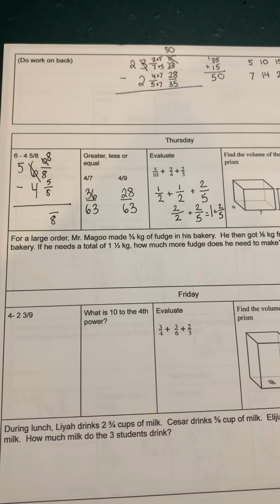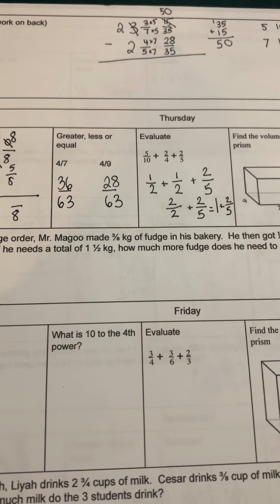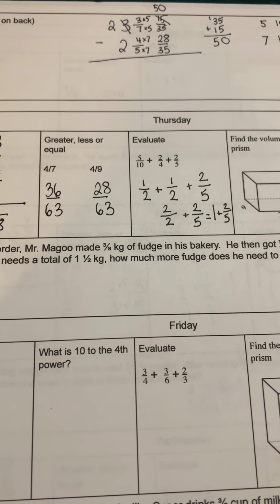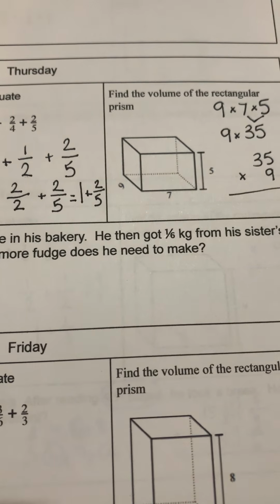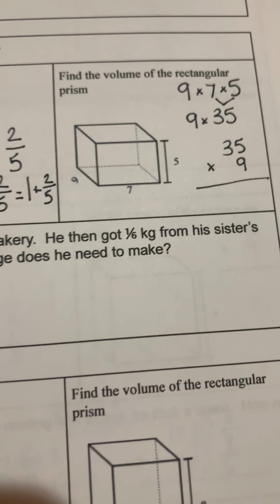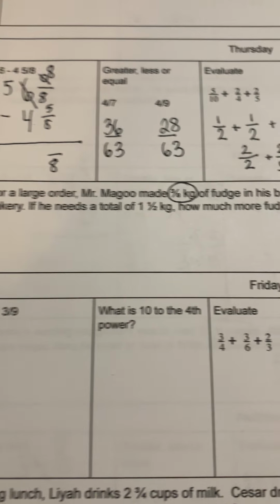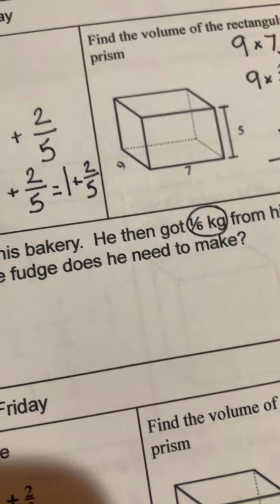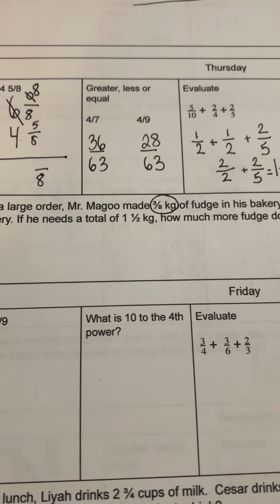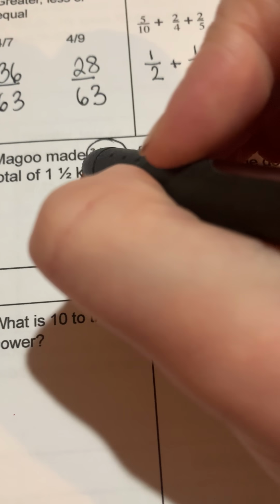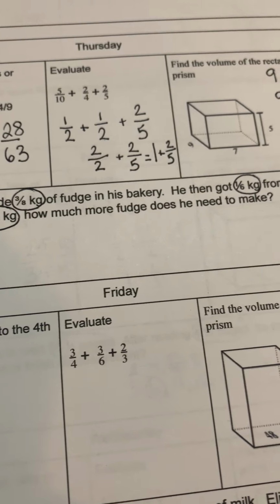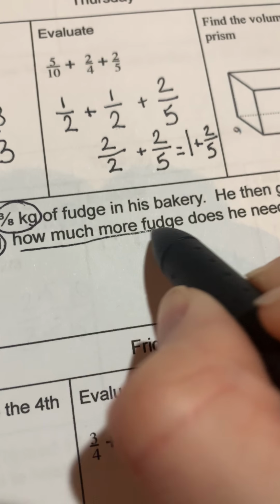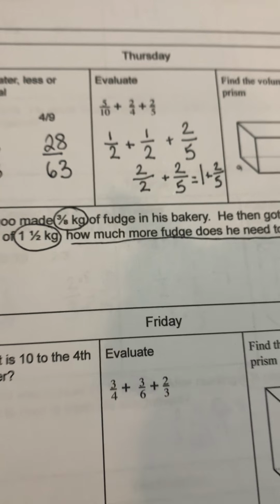And then our last one, the word problem. For a large order, Mr. Magoo made 3/8 kilograms of fudge in his bakery. Go ahead and circle 3/8. He then got 1/6 kilograms from his sister's bakery. Go ahead and circle 1/6. He needs a total of 1 1/2 kilograms. Go ahead and circle that. And then underline your question. How much more fudge does he need to make?